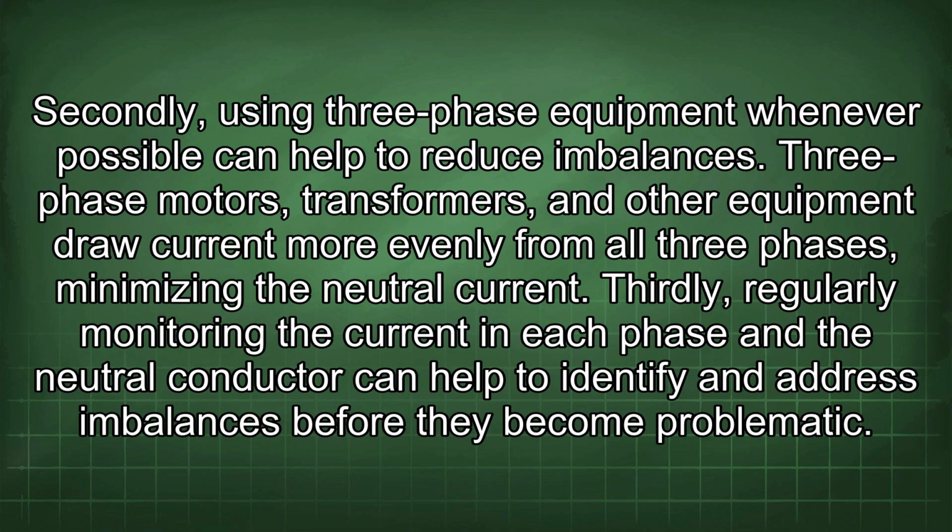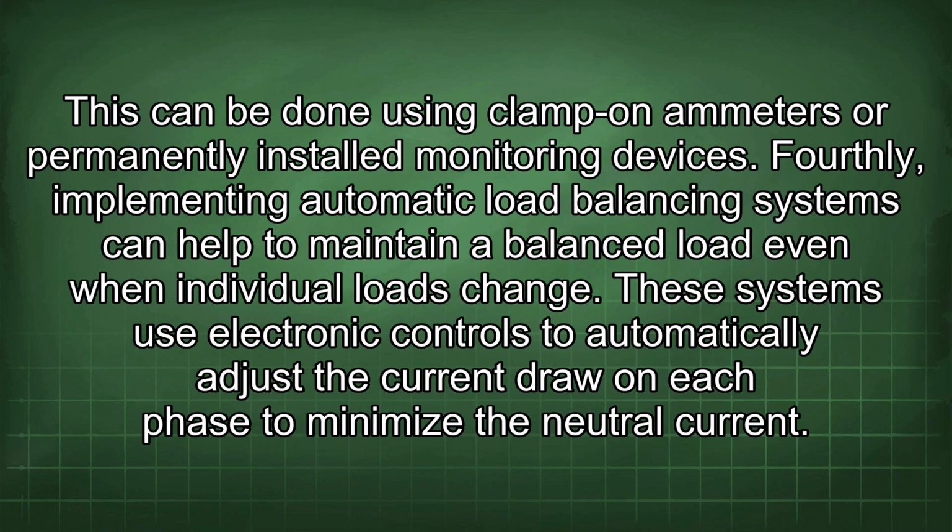Thirdly, regularly monitoring the current in each phase and the neutral conductor can help to identify and address imbalances before they become problematic. This can be done using clamp-on ammeters or permanently installed monitoring devices. Fourthly, implementing automatic load balancing systems can help to maintain a balanced load even when individual loads change. These systems use electronic controls to automatically adjust the current draw on each phase to minimize the neutral current.